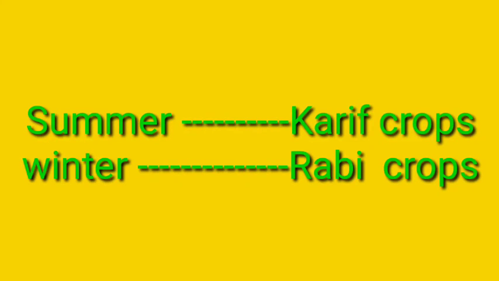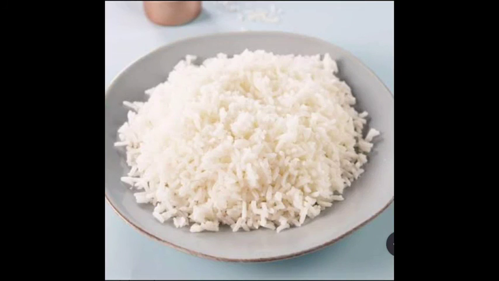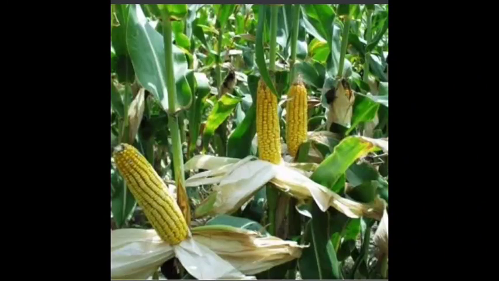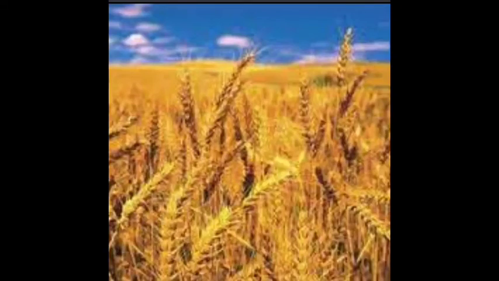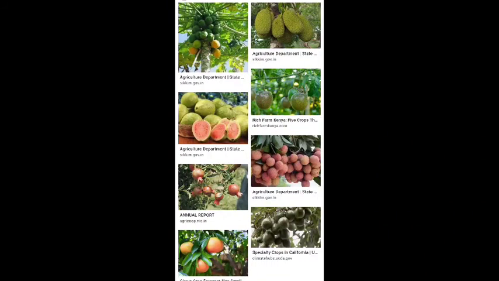Now, for example, when I say summer crops, you will find that rice, maize, tomato, plum, lychee, and some vegetables which grow in the summer season are called kharif crops. When it comes to winter crops, or the rabi crops, you will find crops like wheat, barley, gram, radish, peas, and cauliflower. They are examples of rabi crops.